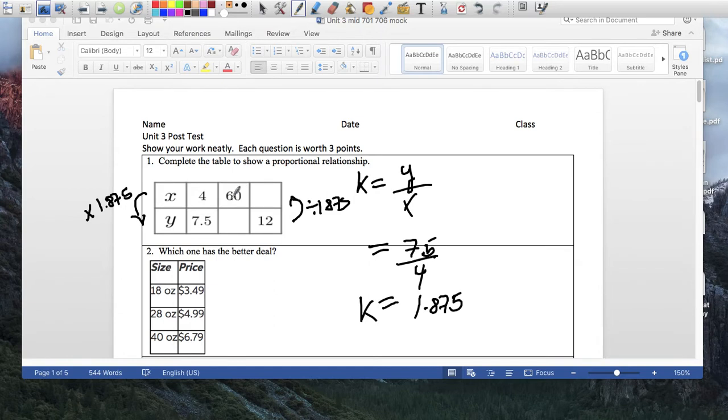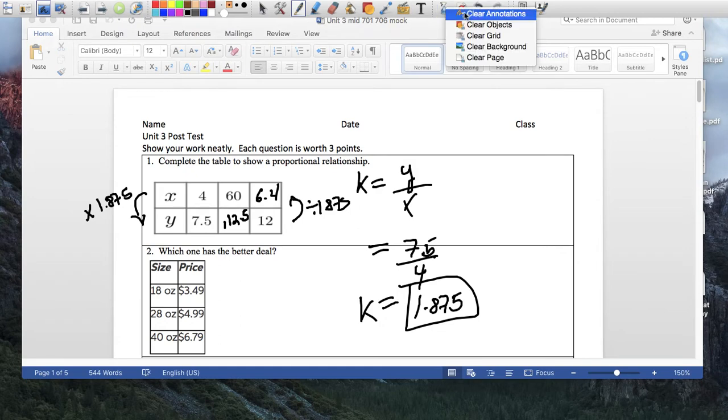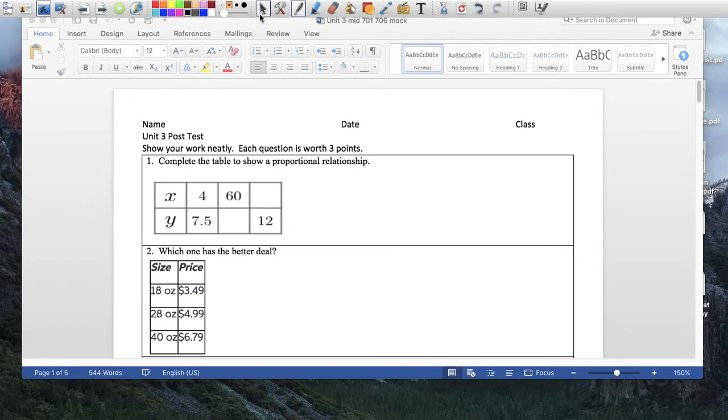So from 60, we're going down, so we're going to multiply, right, times 60, and the answer is 112.5. And from 12, we're going up, so we're going to divide that by 1.875, and that's going to give us 6.4. And those are our two answers. As long as you find k, you can use k to multiply or divide depending on which direction you're going.